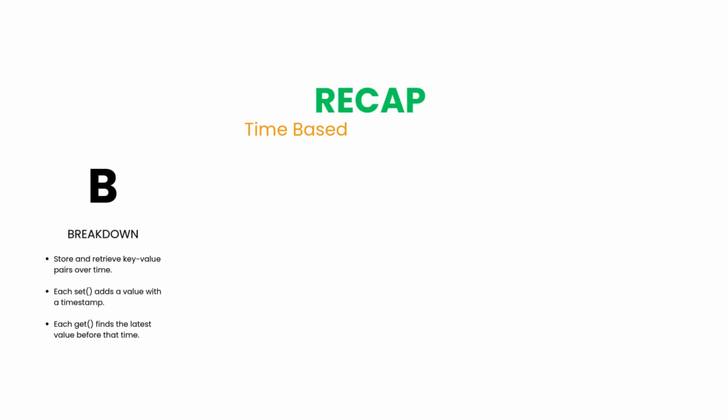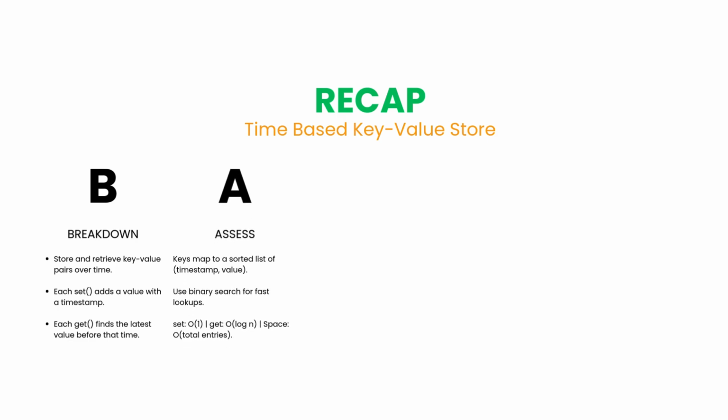Breakdown recap. We needed to design a class with 2 main operations: set, which stores a key value pair with a timestamp, and get, which retrieves the most recent value at or before a given timestamp. If there's no valid timestamp for that key, we simply return an empty string. Approach recap. A naive way would be to scan backward through all stored timestamps each time we call get, but that's too slow. Since timestamps for each key are always added in non-decreasing order, we realized we could use binary search to find the correct version efficiently. That gives us a clean O(log n) lookup instead of O(n).